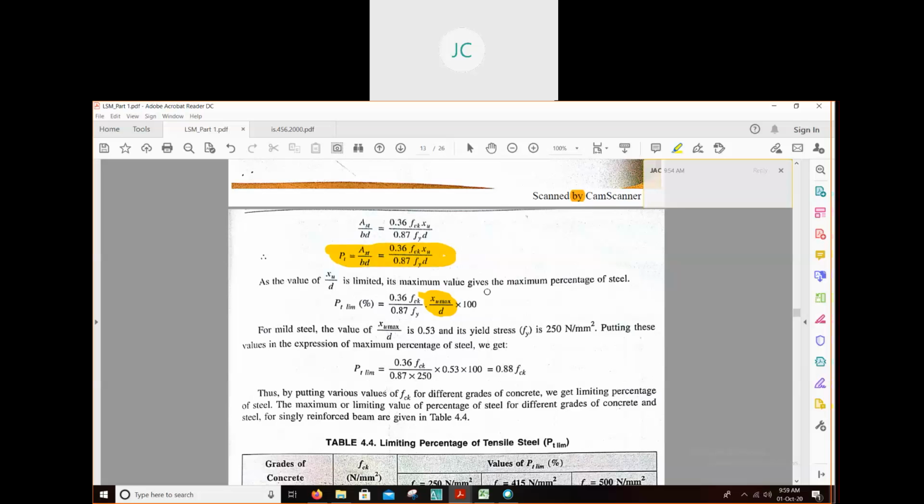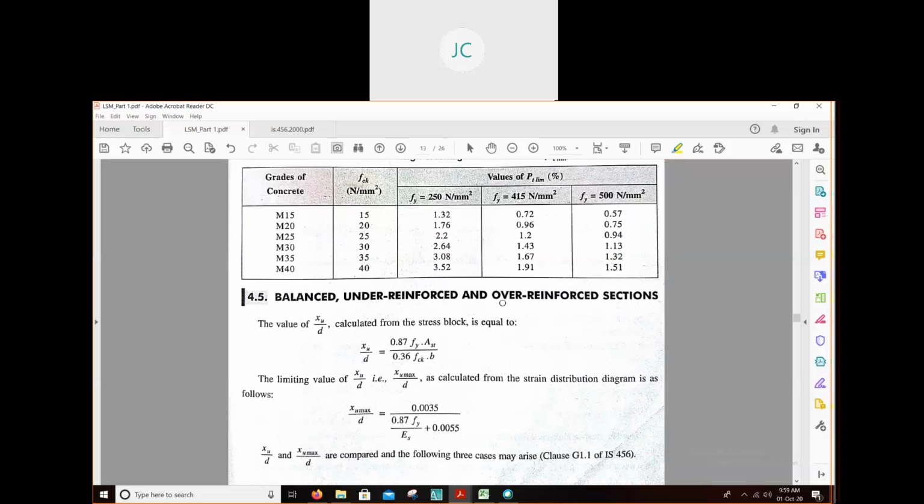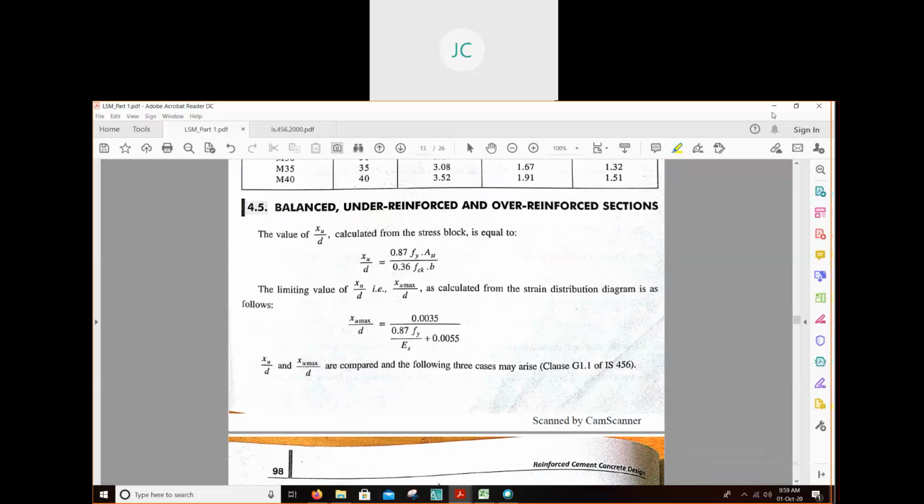So no need to remember this formula. Only try to remember this one. This formula. Percentage of steel formula is this one.